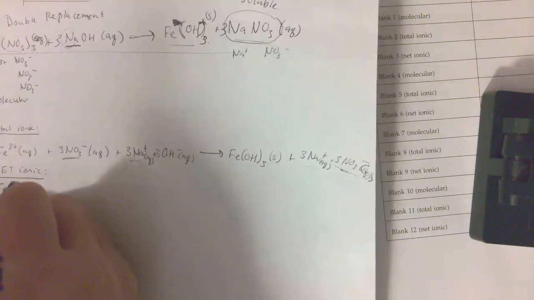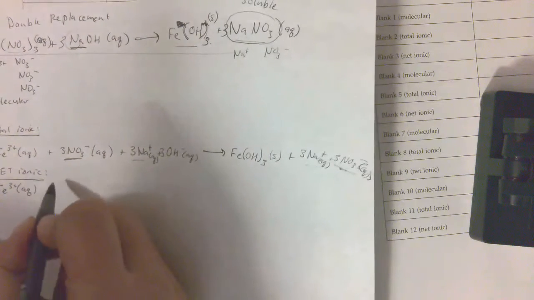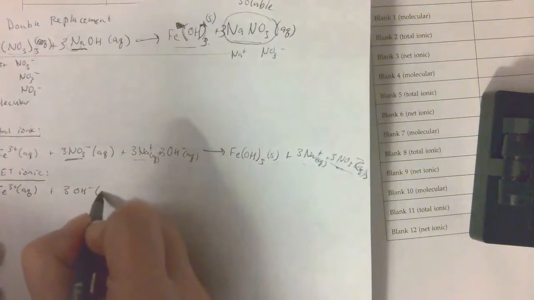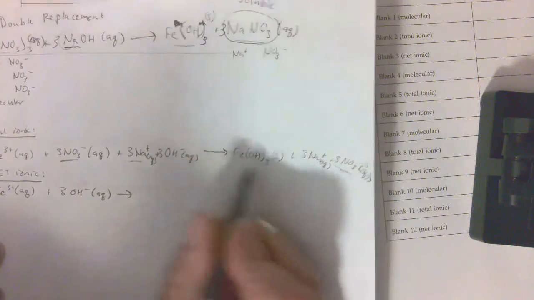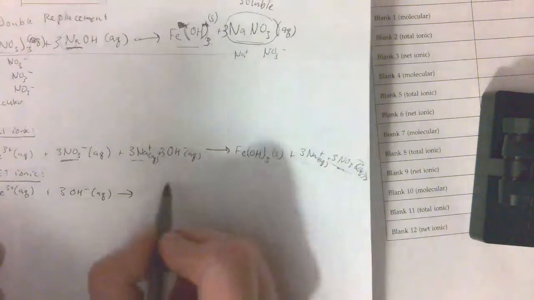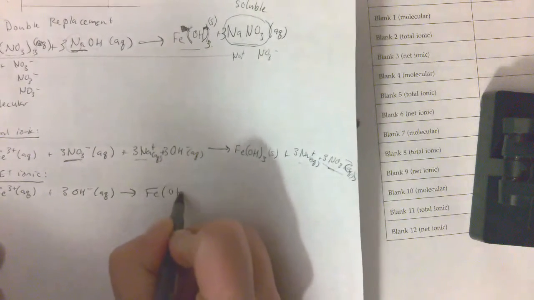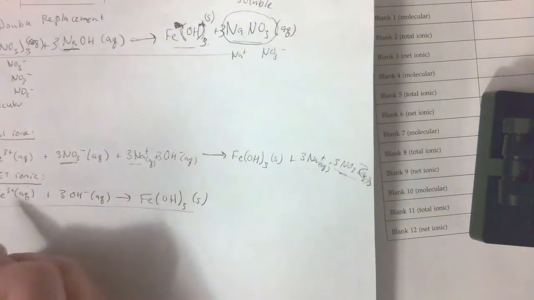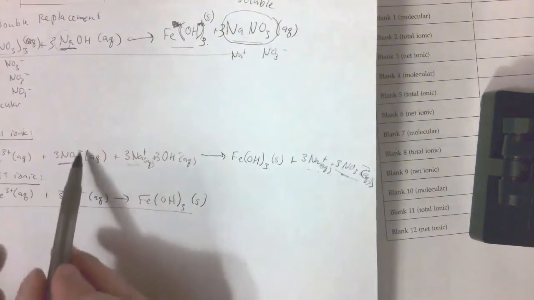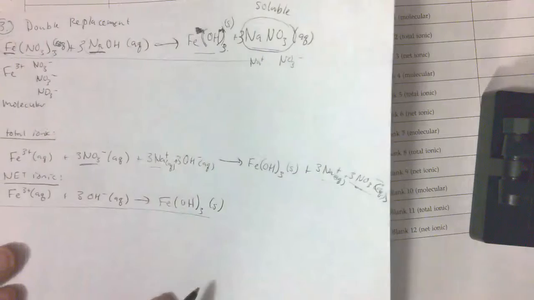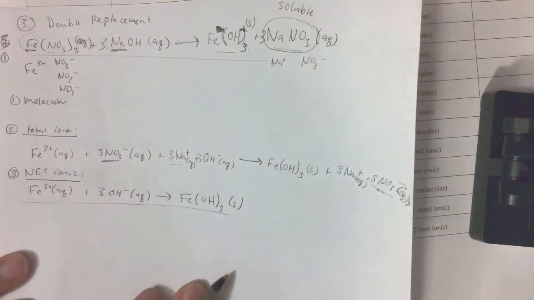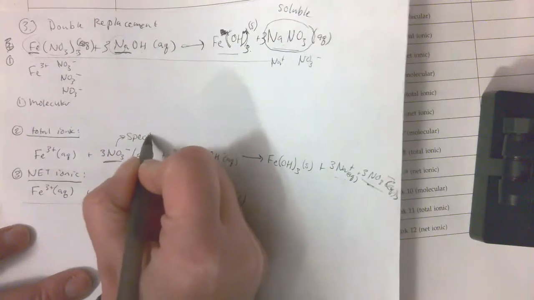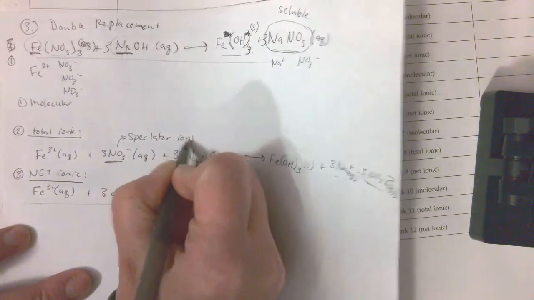So now I have iron 3 plus in the aqueous phase. That dropped out, that dropped out. I have 3 hydroxides in the aqueous phase. And so these both dropped out. I have iron 3 hydroxide as a solid. So this is my net ionic equation. This is what is actually doing the chemistry. The nitrate ions and the sodium ions are just spectator ions. They're just hanging out. So these ones are spectator ions.